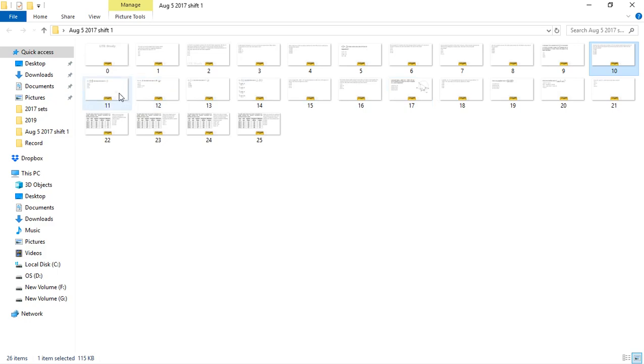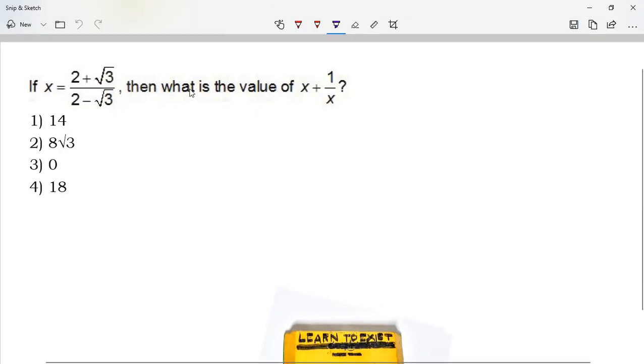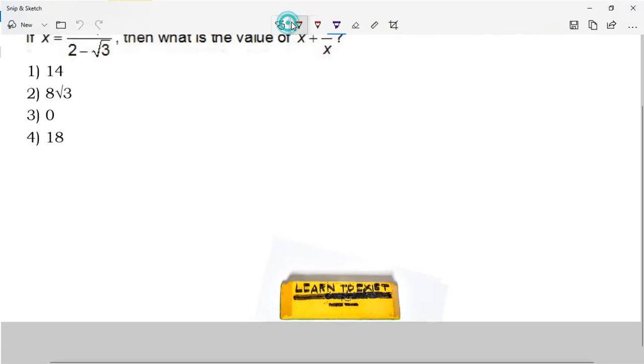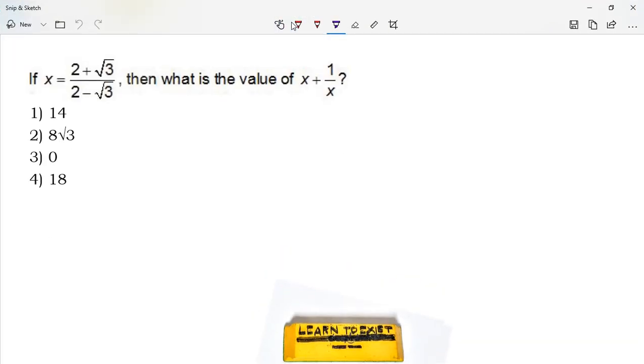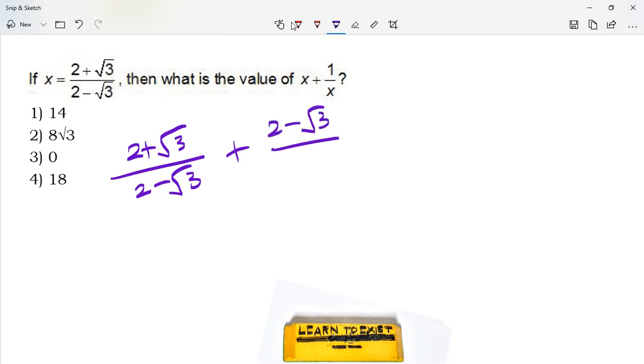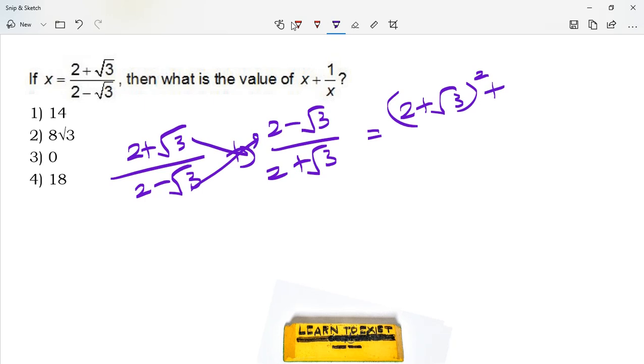And the next question is from algebra. Okay. We have an algebra question. So x is 2 plus root 3 divided by 2 minus root 3. What is the value of x plus 1 by x? Okay. X will be 2 plus root 3 divided by 2 minus root 3, and 1 by x will be the reciprocal. Okay. And this will be 2 plus root 3 into 2 plus root 3, 2 plus root 3 whole squared, plus 2 minus root 3 whole squared.